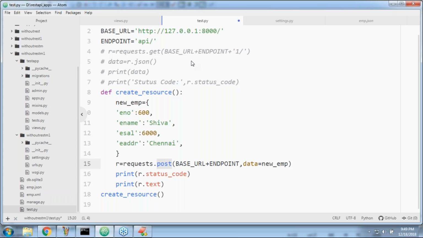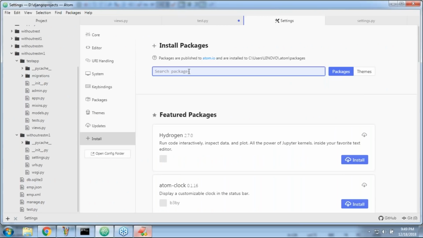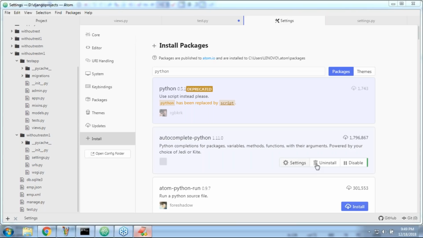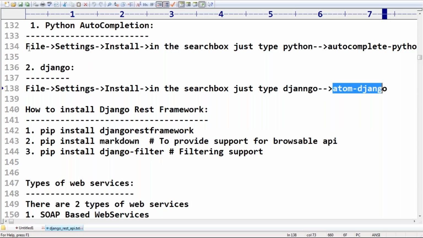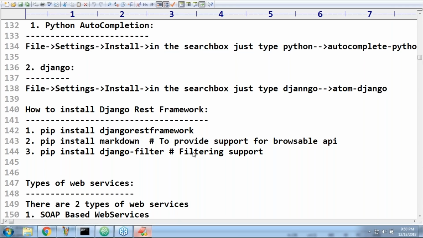In the settings, there are two packages you need to install. One is, in the search bar, just type Python and you'll see autocomplete-python. Just click the install button, so that the Python auto completion commands will come. After that, one more Django-related package: just type Django, atom-django will be there. Just install. That's all. These two things you people should be aware of. I hope I shared it already.